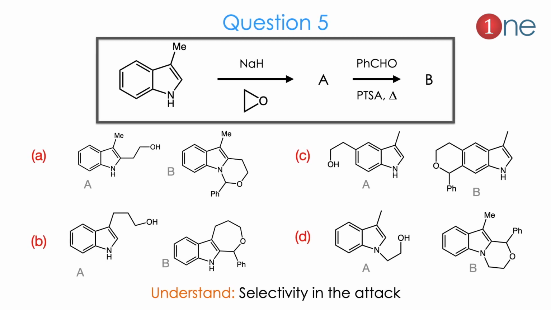Then question number 5, so an indole kind of system, and you are using a base and an epoxide, and then you are using the aldehyde and have to find the product B. Here it is like a total synthesis. They are giving you 4 possibilities. Here basically the question is the selectivity of attack: whether the attack will happen on the nitrogen or the third position, or the ring closure.